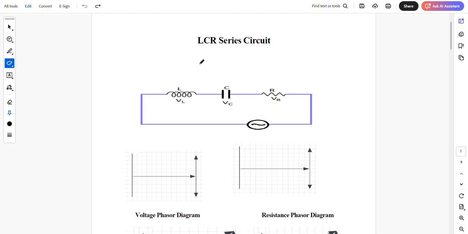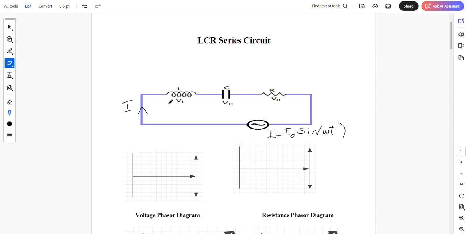Today we'll be learning an important topic called LCR Series Circuit. This is an LCR series circuit in which L, C and R are connected in series. Let us say the current is given by I is equal to I naught sine of omega t. This is the current of the voltage source. Now this current is flowing in all the three elements of the circuit, that is L, C and R. What is VL? VL is the voltage across L, VC is the voltage across C, VR is the voltage across R.